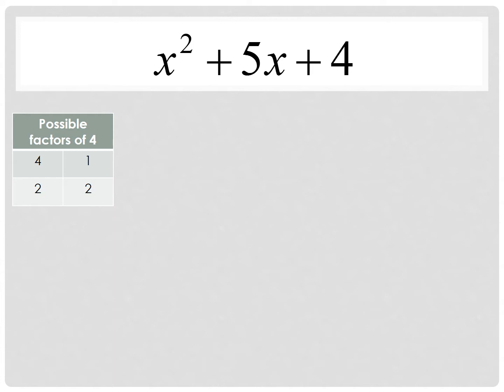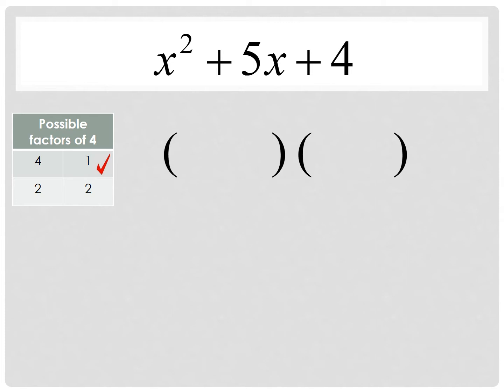The possible factors of 4 are 4 times 1 and 2 times 2. Those are the only numbers that can be multiplied to make 4. Also, we must identify among this set the only numbers that can add or subtract to make 5. Since 2 and 2 in no possible way can make 5, whether we add them or subtract them, the only possibilities are 4 and 1, because if we add 4 and 1, we get 5.